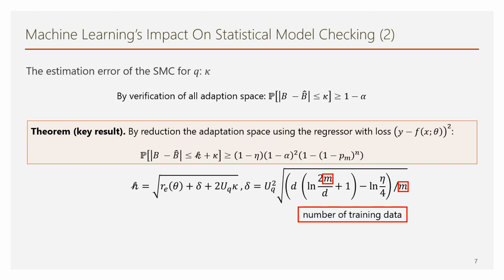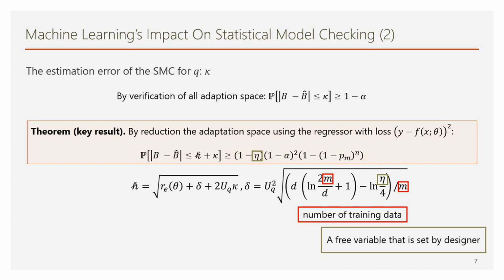That makes sense. Another variable is eta, which is a free variable set by the designer. Although increasing this parameter can decrease h, it decreases the probability of the bound as well.